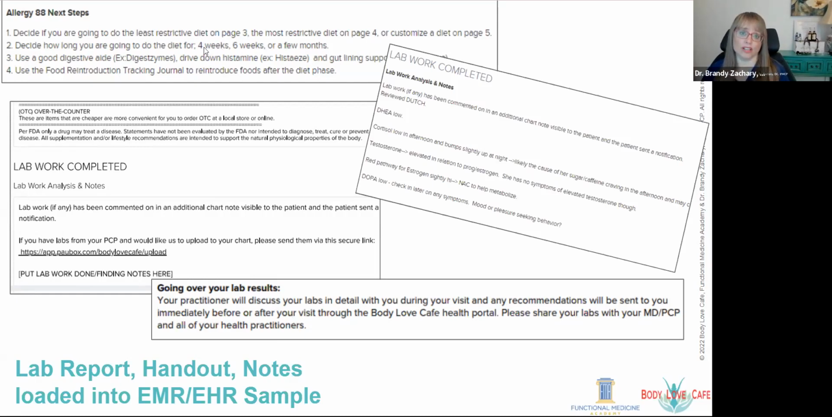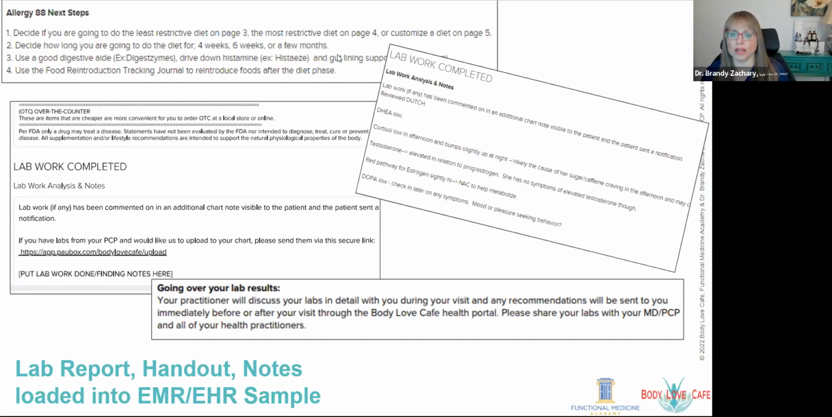Then how long are we going to do it? The patient says, I'm going to give you 4 weeks and that's it, forget it. Or will they go longer, 6 weeks? Or as the lab recommends, a few months, right? It depends on what the patient's bandwidth is and how sick are they and what's the conversation you have with them. In this case, we were recommending a good digestive aid, something to drive down the histamines while we were doing it.